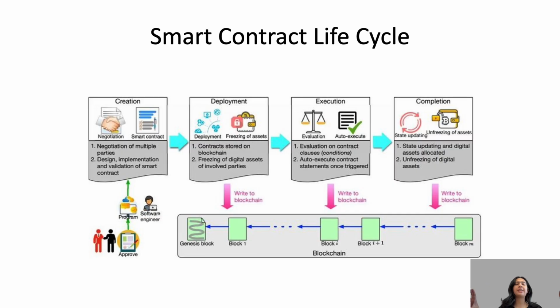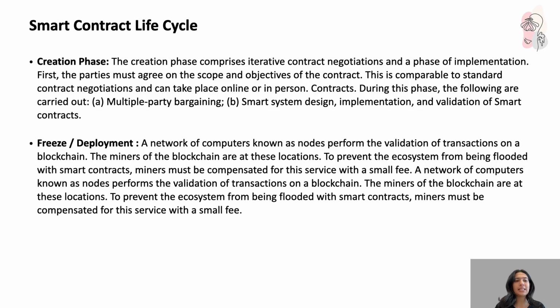Now, this diagram starts with creation, goes forward to deployment, then execution, and then completion. These are the four main phases of your smart contract life cycle. This will make more sense once you know all the steps we take up in each individual phase. So, starting with the creation phase, this is where everything begins.